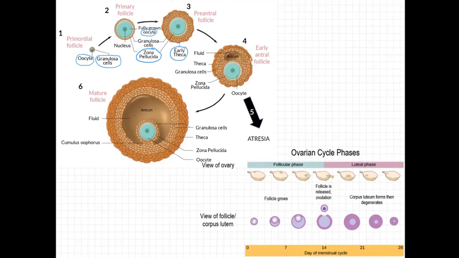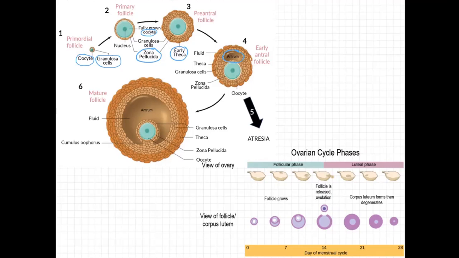All right, if we move on to stage 4, this is the early antral follicle stage. This is where you have the antrum, which is this thing over here, start to develop. All it is is a fluid-filled space. And this fluid is going to be secreted by the granulosa cells.